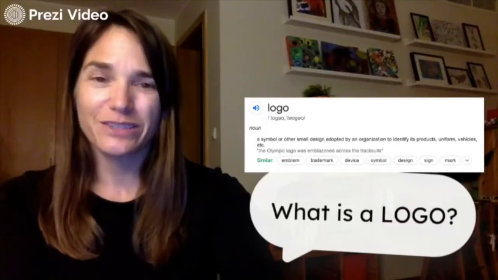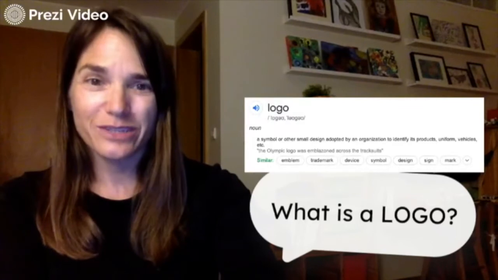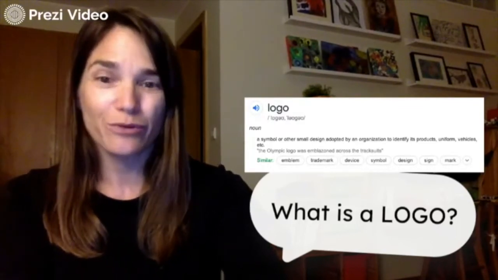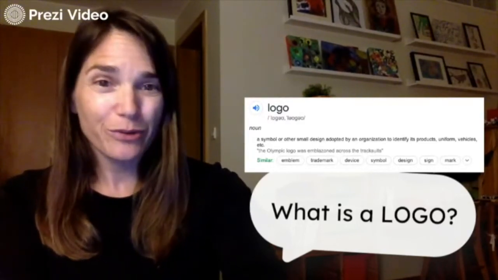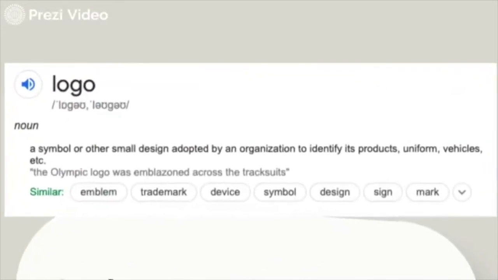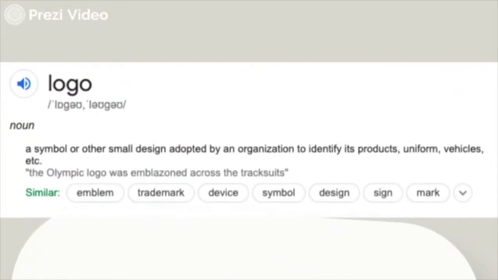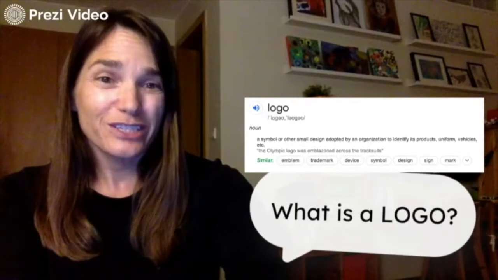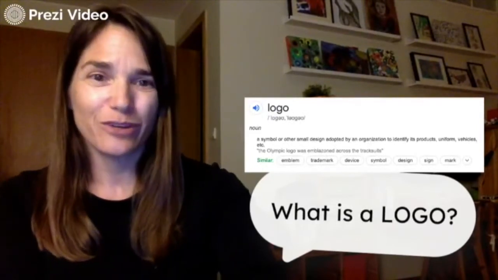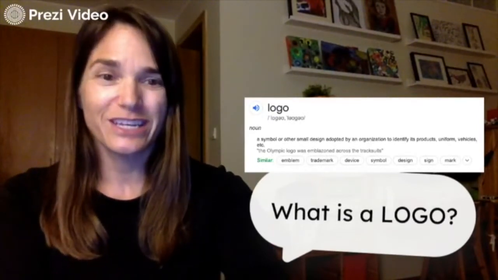The big question we're asking this week is, how do designers communicate information through logos? But before we get into answering that, we need to be sure that we know what a logo is. And basically, it's a symbol or a small design that an organization or company uses to identify itself so that you can easily identify their products or services.